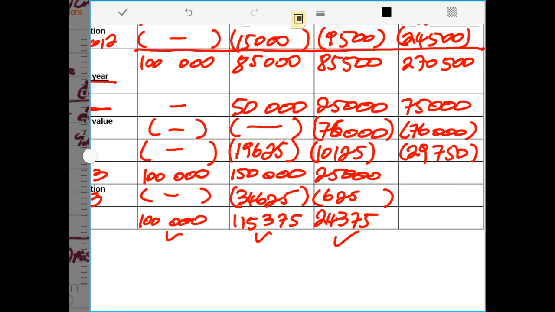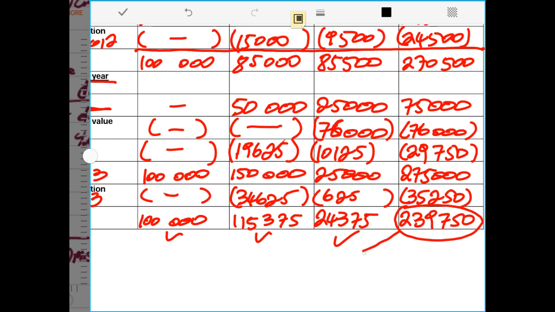Then we add 100,000, 150,000, and 25,000 rands. That will give us 275,000 rands. We add 34,625 and 625. That gives us 35,250 rands. Then we add the last part. That will give us 239,750 rands. So now this is the total of the carrying amount. This is your carrying amount.